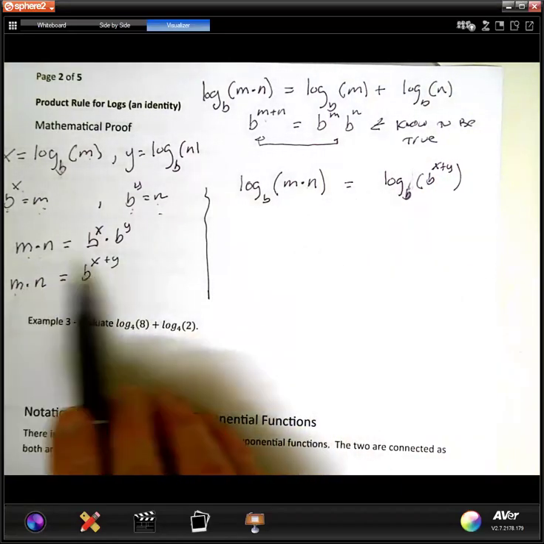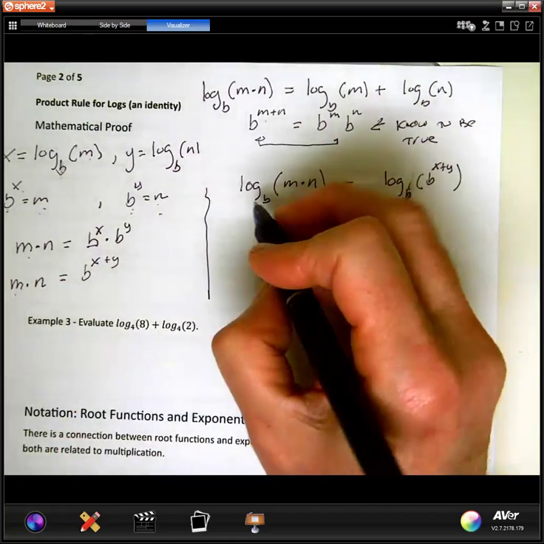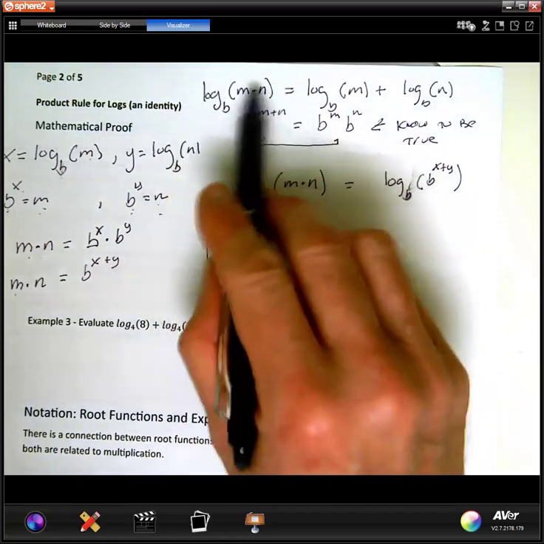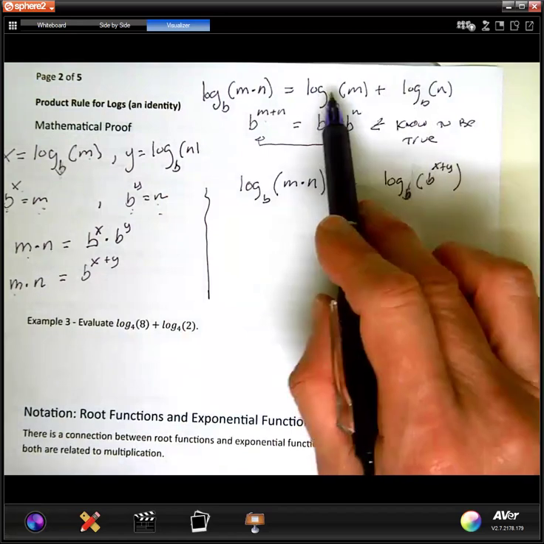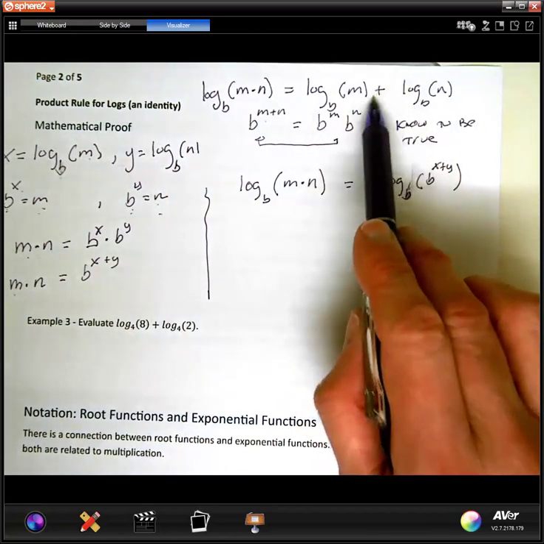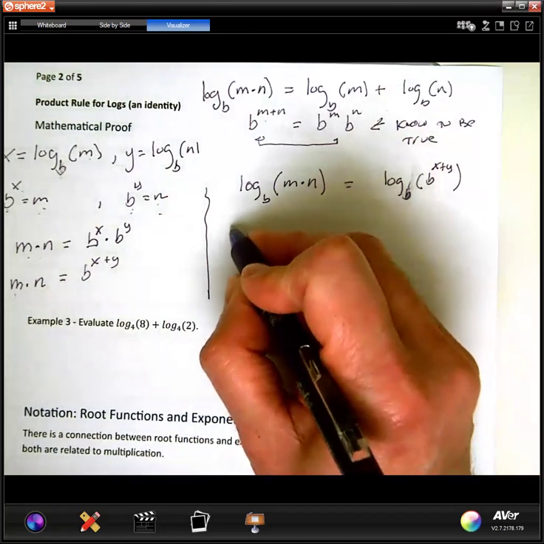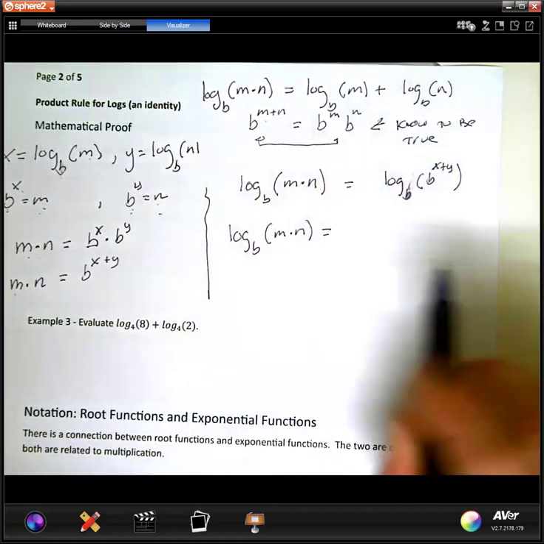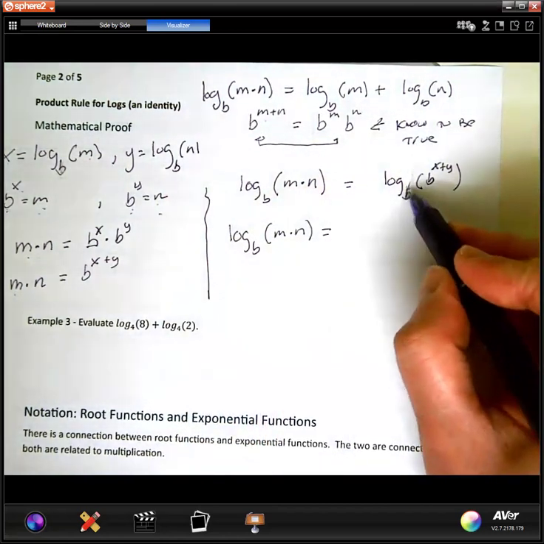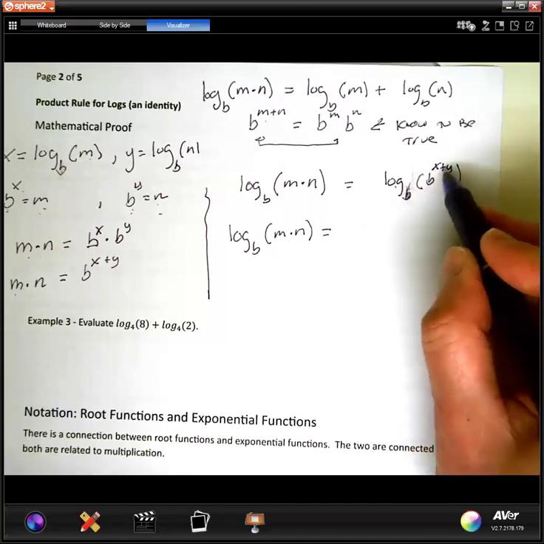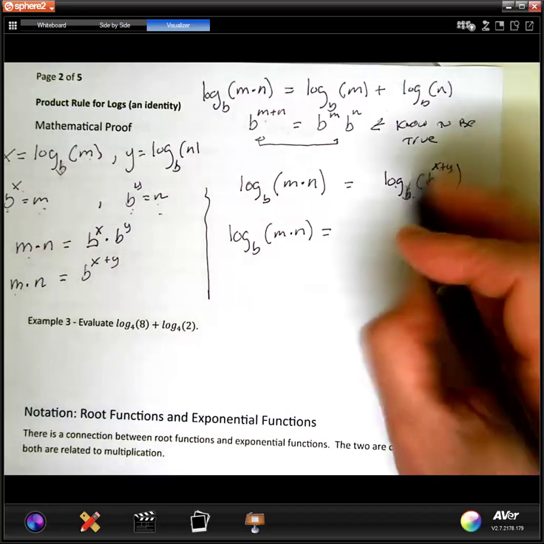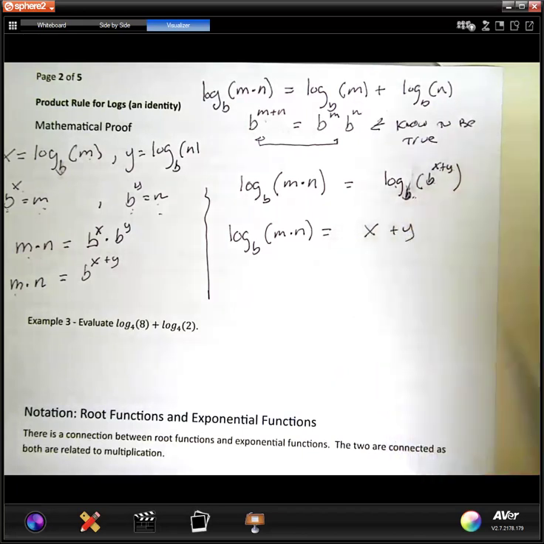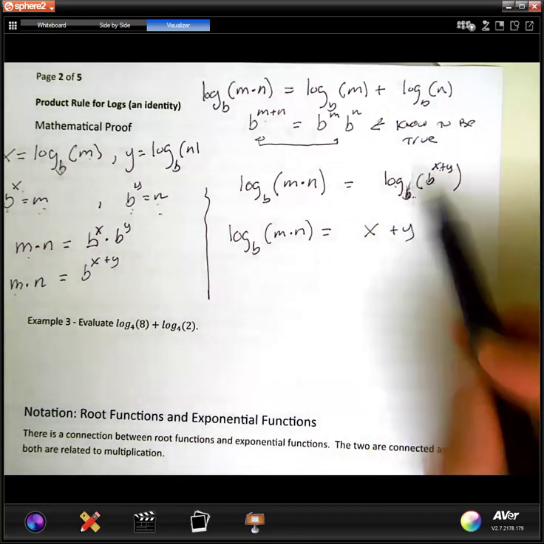So I took log base b of both sides. How does that help me? Well, notice immediately when I did that, I created this. So I have one part. The question is, can I get this part here to equal the one above? I'm going to write this side again to emphasize the equality. Notice that log base b and b raised to the x plus y are inverse functions of each other. So immediately, I get the input, x plus y. I can only do that because these are inverses of each other.